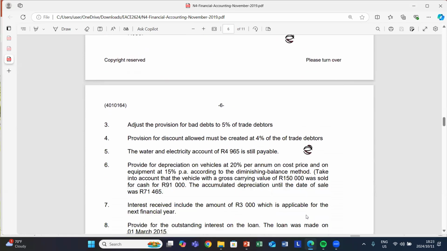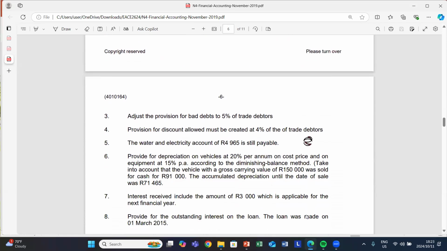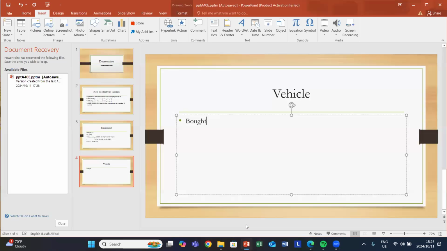Let's go back to our statement. They say that, taking into account, the vehicle with a gross carrying value of 150,000 rand was sold. Therefore, we only sold. There was no acquisition. So for bought, the depreciation of bought will be 0.